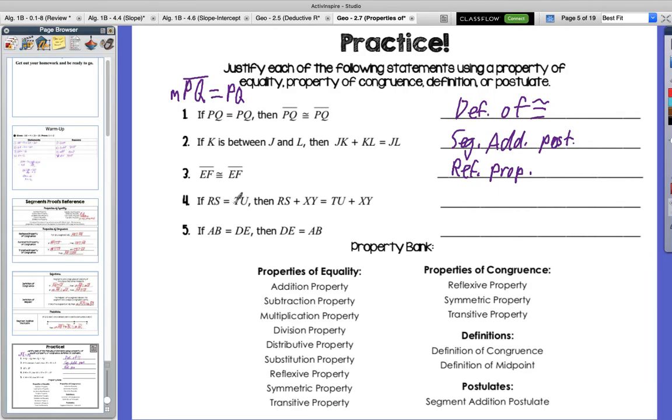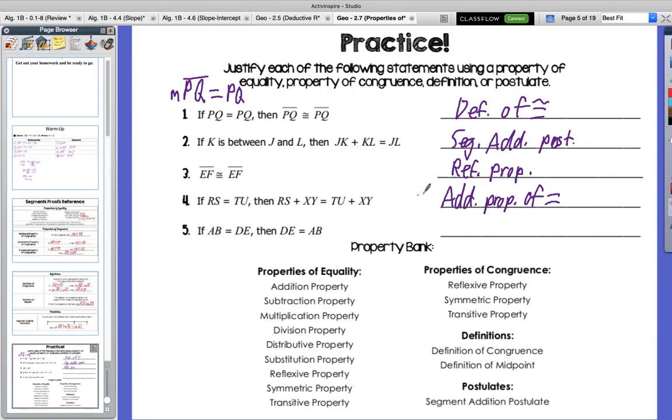If the measure of segment RS is equal to the measure of segment TU, then the measure of segment RS plus the measure of segment XY equals the measure of segment TU plus the measure of segment XY. Well, what happened here from the first part to the second part? We had two things being equal, the measures, and we said, okay, if we add XY to both sides, if we add the same measurement to both sides, it stays equal. Well, this is actually going to be our addition property of equality. I do want us to say of equality on those addition, subtraction properties, and so on and so forth.